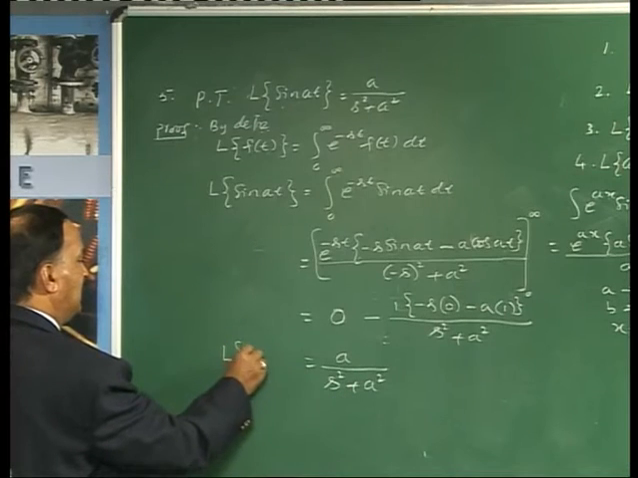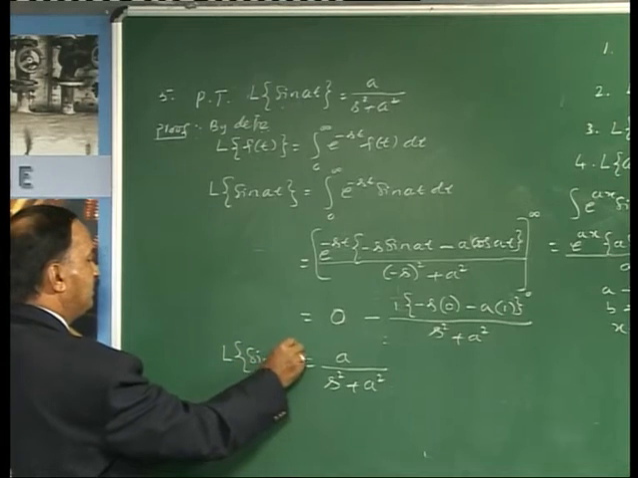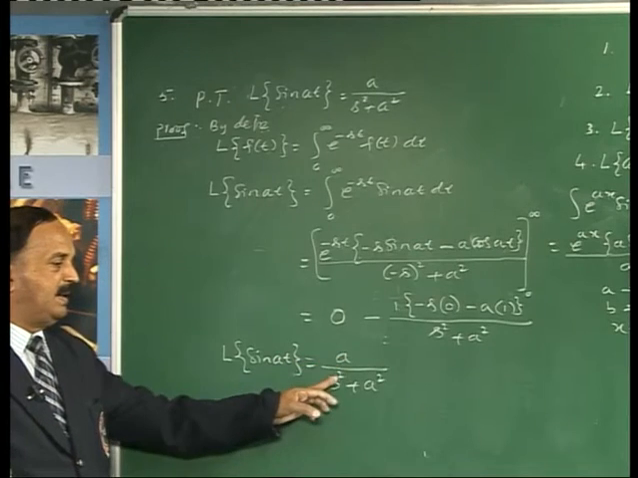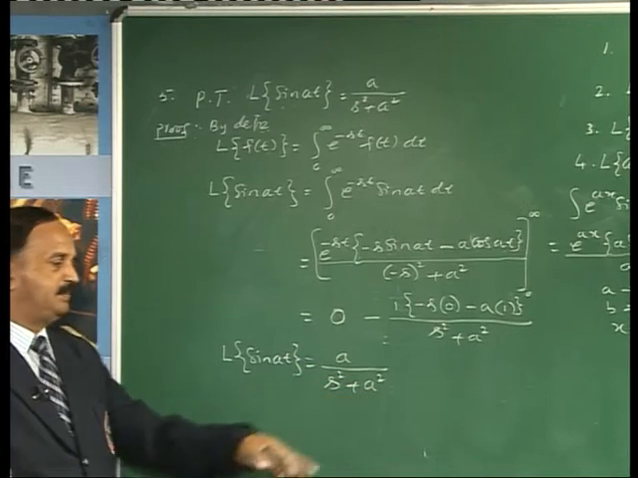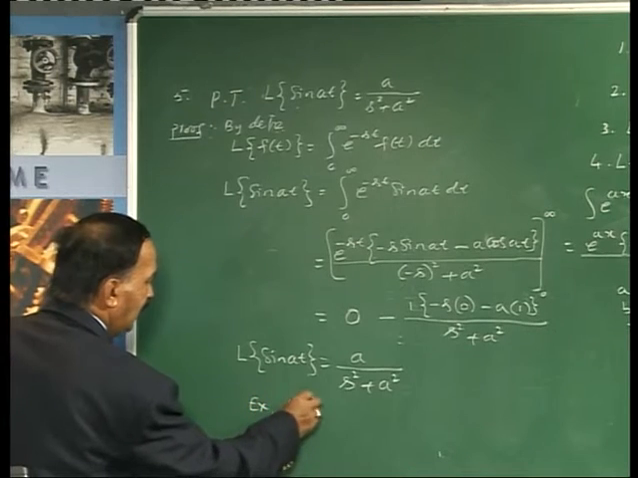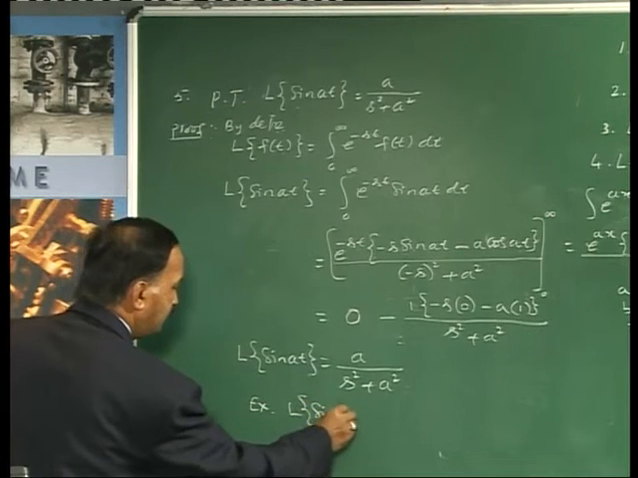So L of sin at is a by s square plus a square. For example, L of sin 2t.